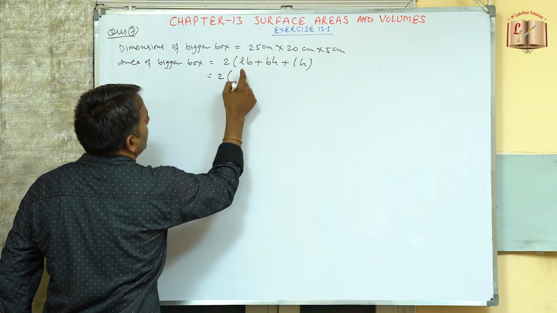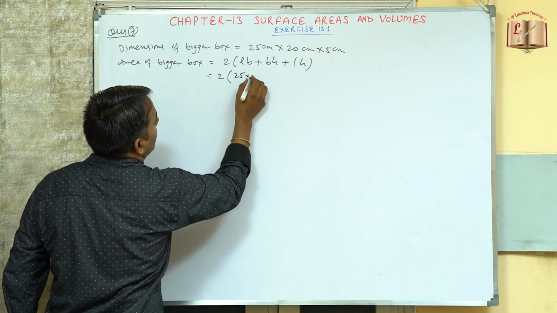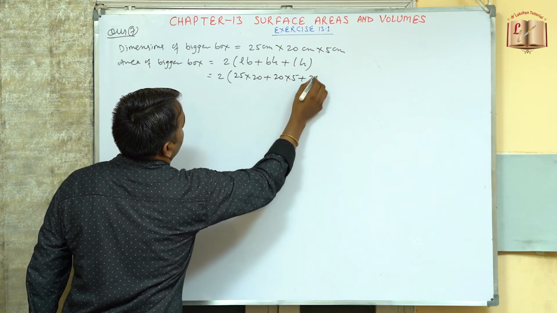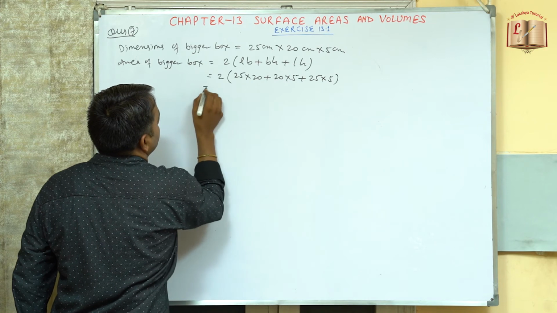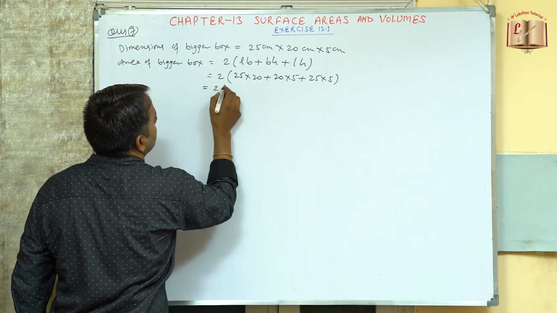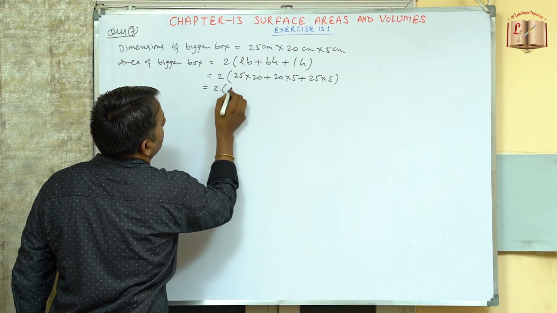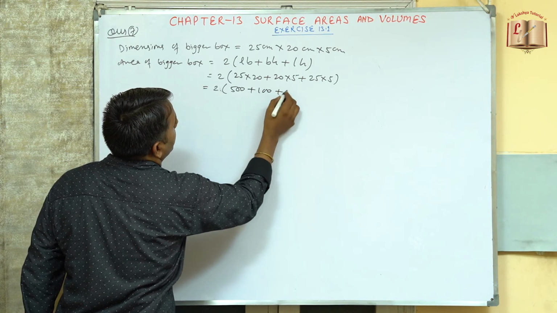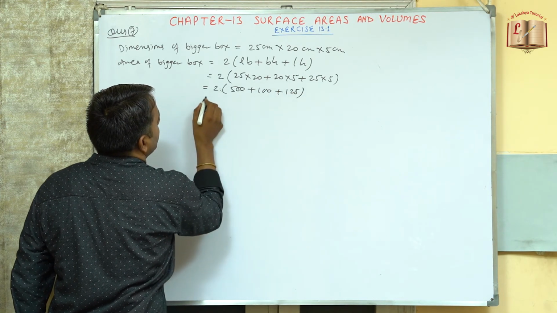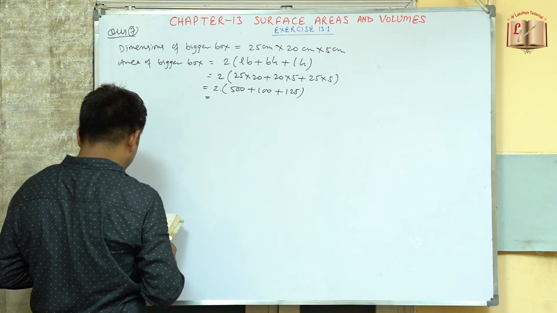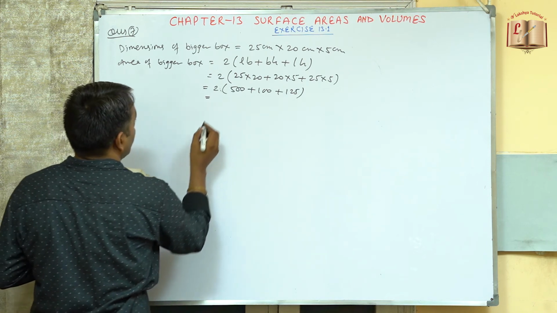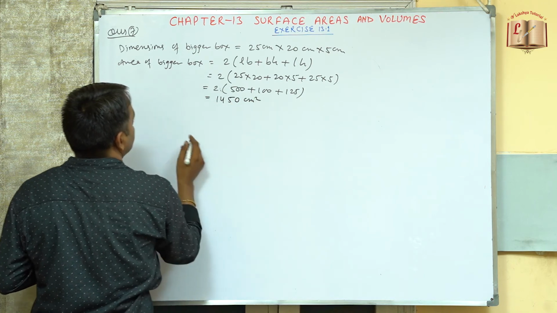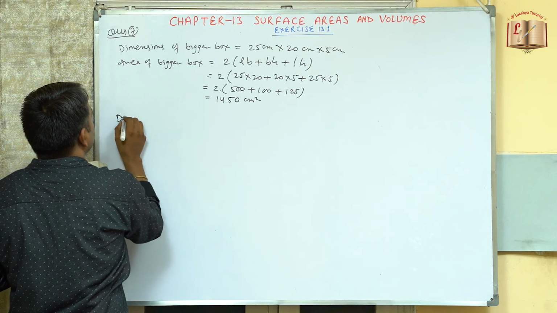So this will be 2 times, length is already known, this is 25 into 20 plus this is 20 into 5 plus 25 into 5. So this will be equals to 2 times 500 plus 100 plus 125. So this bigger box area we can find out. This will be 1450 centimeter square.